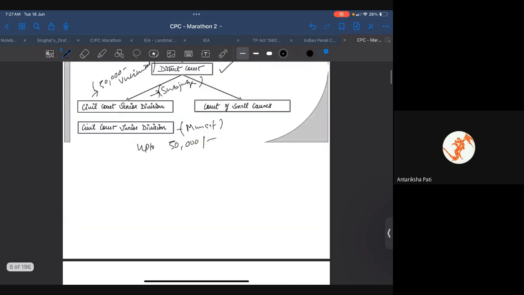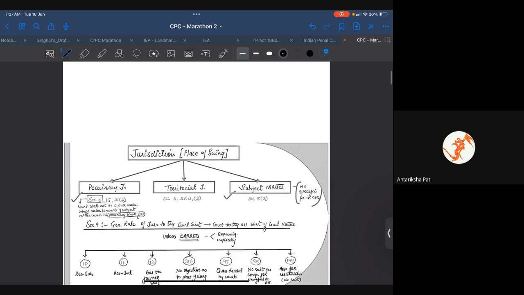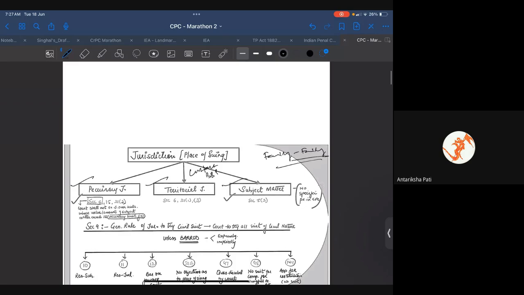Okay, now coming to jurisdiction. As I told you, there are three kinds of jurisdiction: pecuniary, territorial, and subject matter. Pecuniary is the maximum amount that can be dealt with. Territorial is the territorial limits, and subject matter is the kinds of suits that can be dealt with, like family court deals only with family disputes. Similarly, territorial is within Cuttack or within Bhubaneswar. And pecuniary is according to the value, whether it is 1 crore or 50,000. Okay.